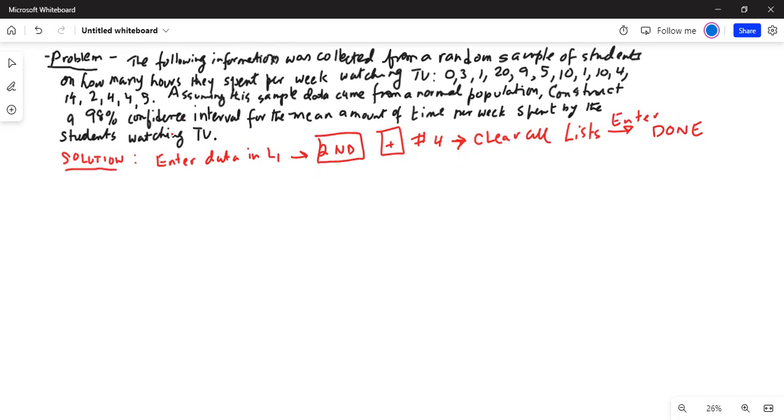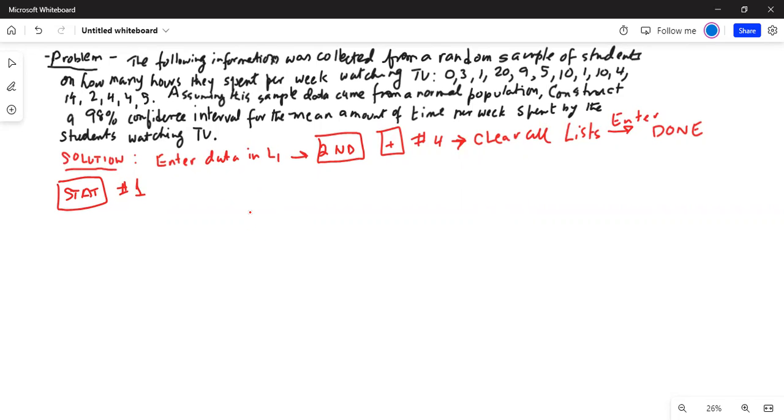Okay, so let's do that. Second plus 4, clear all list, done. Then you're going to press stat, then number 1. So stat button, and then number 1. So enter data in L1.